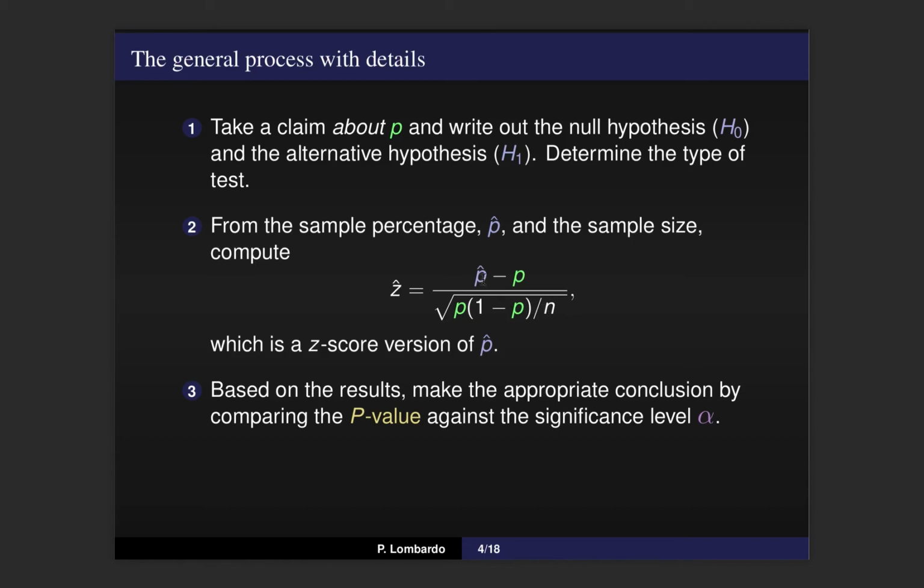p-hat is our sample percentage. p without the hat is our population proportion that's proposed inside of our null hypothesis. So this is what we see in our data, and this is what we're testing in our claim. We'll compute a test statistic, which we'll call z-hat, which tells us that we should be using our standard normal distribution to work with it. Once we have a test statistic, a z-score version of the sample data we're working with, we're going to compute a p-value and then base our results on whether that p-value is below a certain significance level.